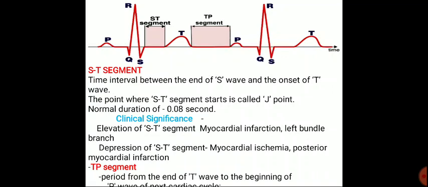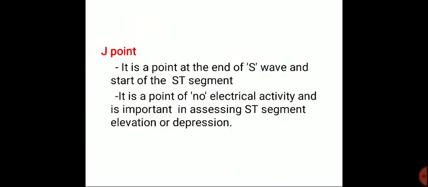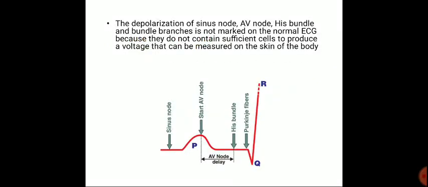TP segment is the period from the end of T wave to the beginning of the P wave of the normal cardiac cycle. After interval and the segments, J point is the point at the end of S wave and the start of ST segment. It is the point of no electrical activity and it is important in assessing ST segment elevation and depression.